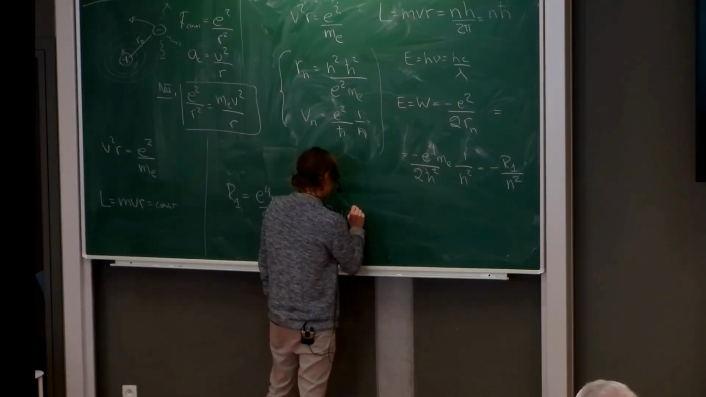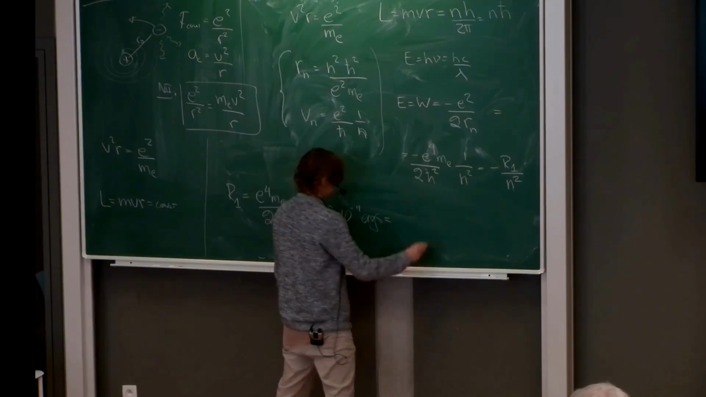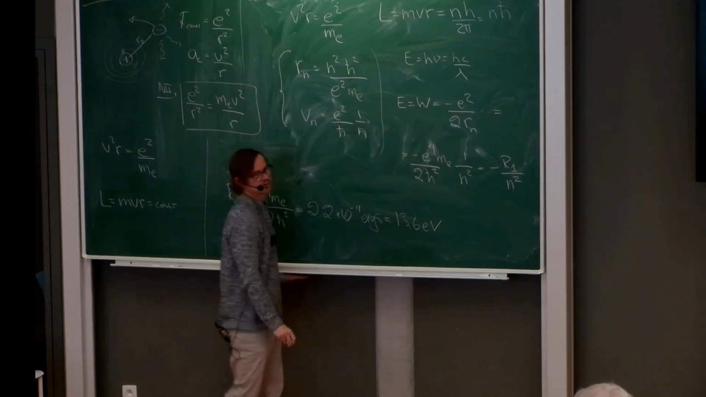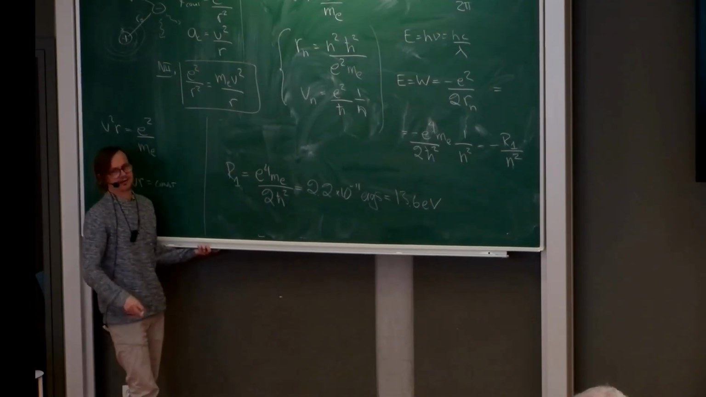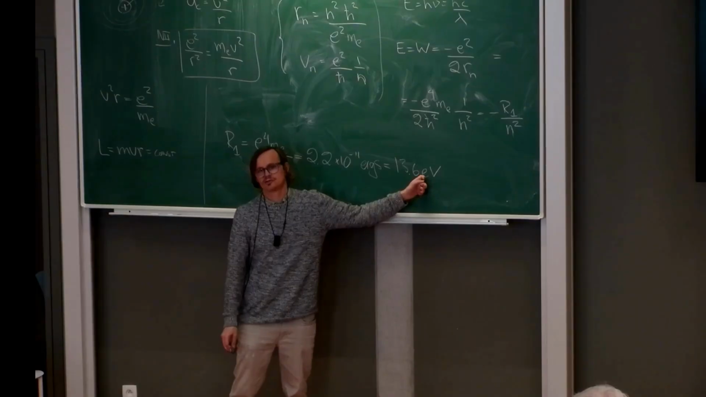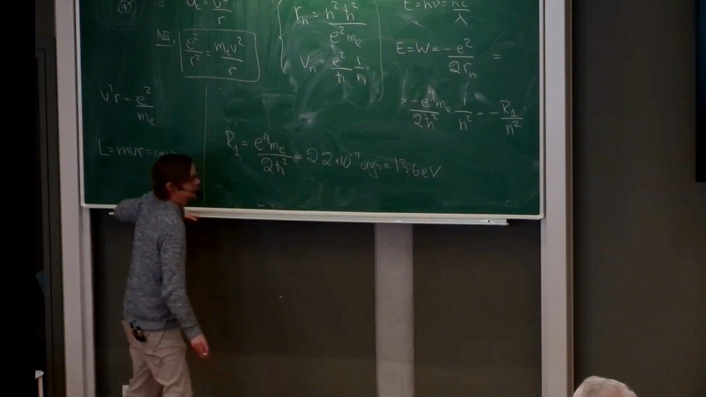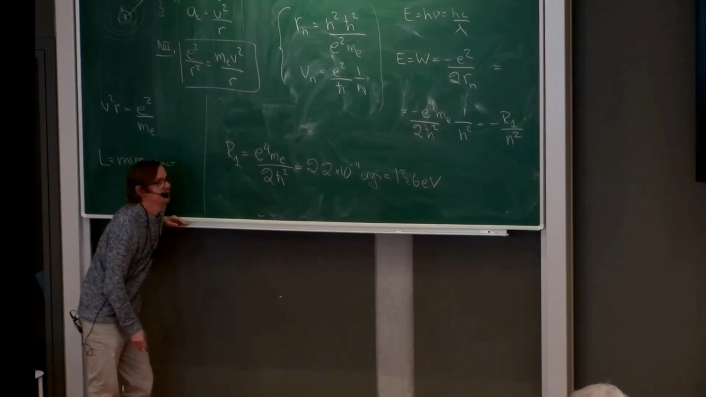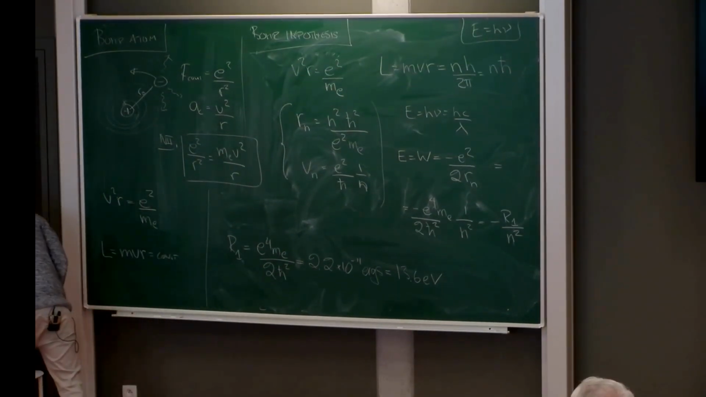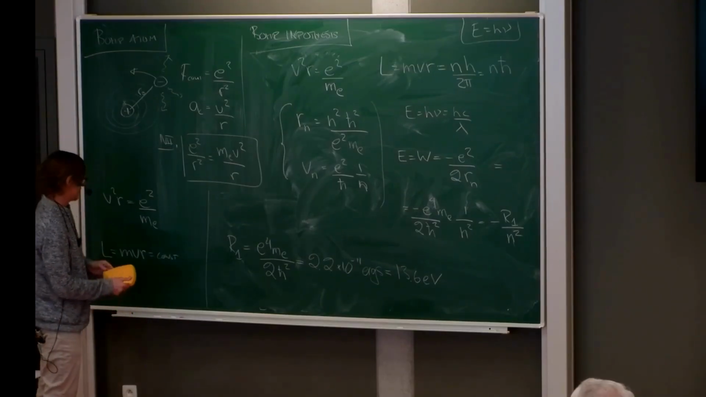2.2 times 10 to the minus 11 ergs, or since we're on the atomic scale now, we often use the atomic measure of energy, electron volts. 13.6 electron volts. This is then called the Rydberg constant, after the person who found it experimentally.